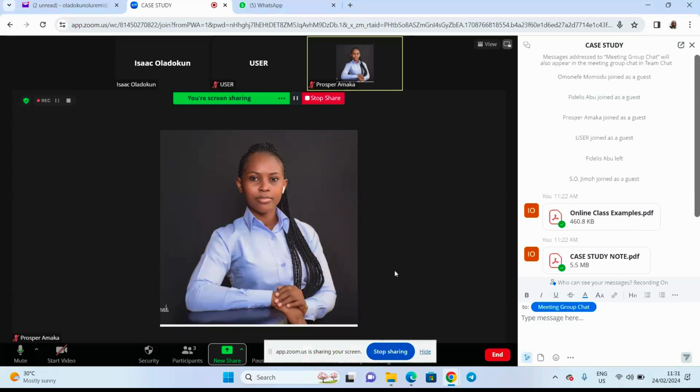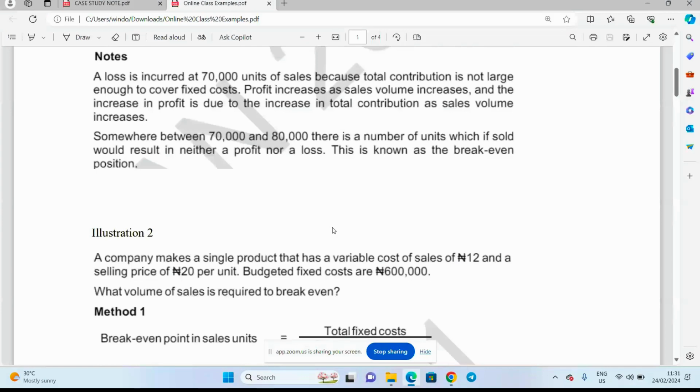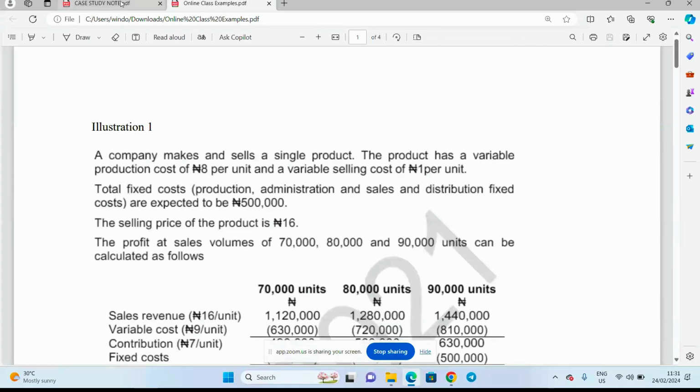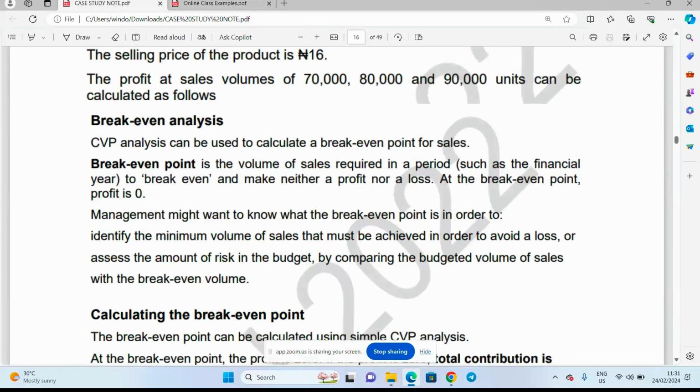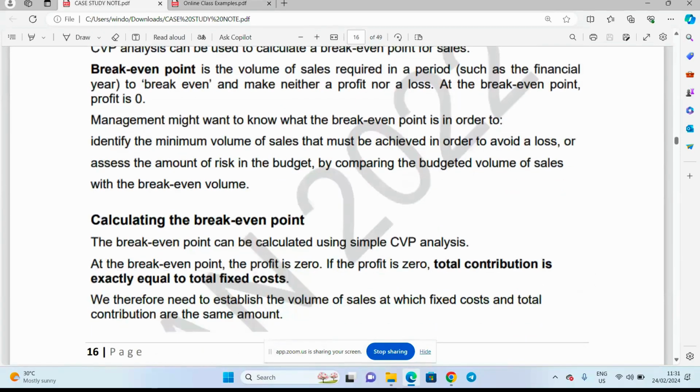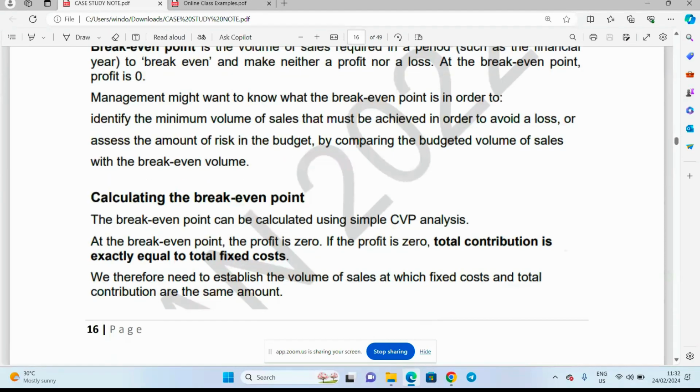So let's go to the second illustration. Illustration 2. Now, break-even analysis. Because cost-volume-profit analysis can be used to calculate a break-even point for sales. So break-even point is the volume of sales required in a period, such as a financial year, to break even, and it makes neither profit nor loss. As the break-even point is zero profit, a manager might want to know what the break-even point is. What does break-even point represent? When a company makes neither profit nor loss, we call it break-even. How do we calculate break-even?